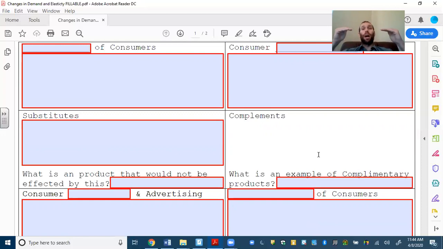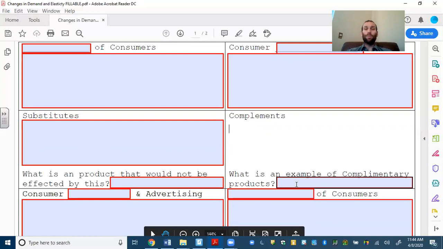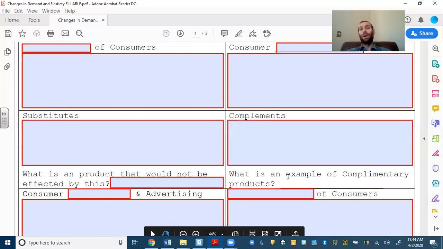Now, the opposite would be true as well. So if hot dogs were cheaper, you might see a big sale on hot dogs and buy more hot dogs. Therefore, demand for hot dog buns would increase. So if hot dogs get cheaper, demand for hot dog buns, a complement, would increase. So what are some examples of complementary products? Well, I gave you a whole bunch of examples. You should be able to figure that out right now.